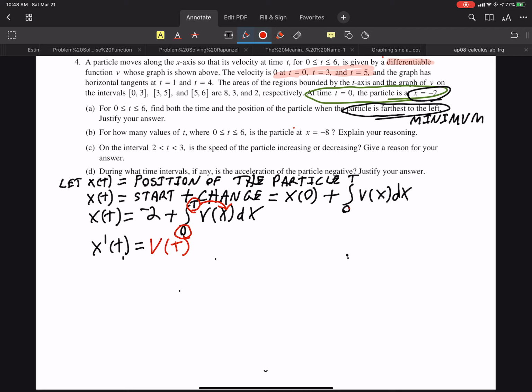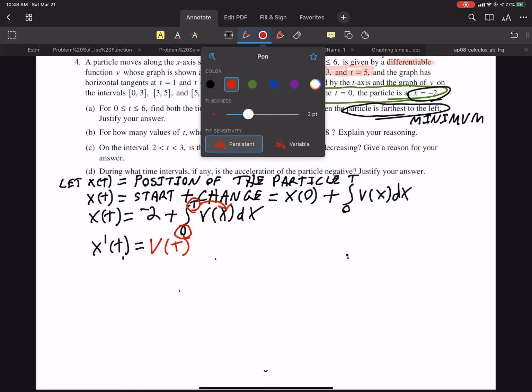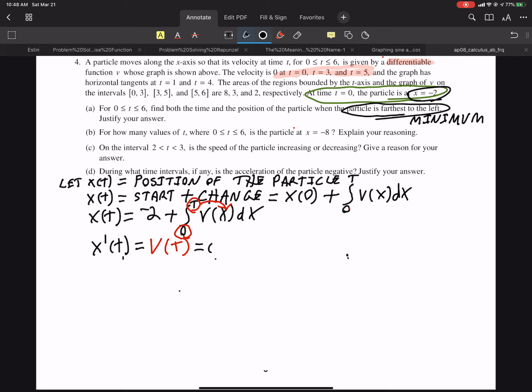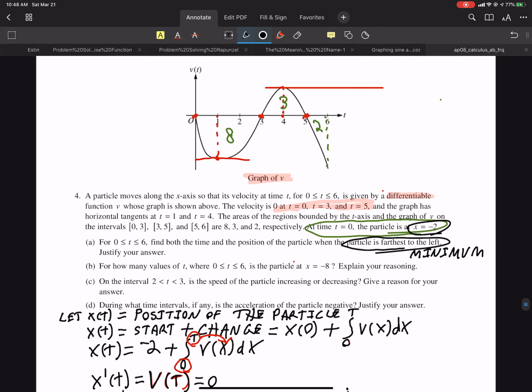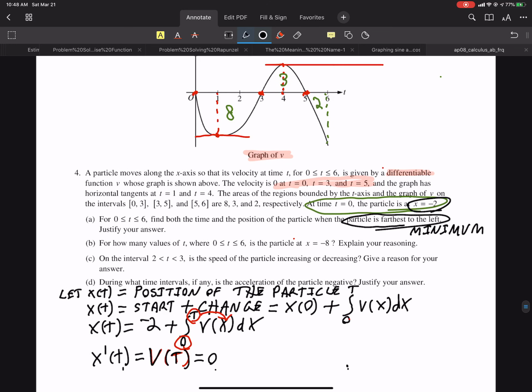So to find the critical points, we want to know when this equals 0. You can look at the graph. They tell you in the information that it equals 0 at 0, 3, and 5.